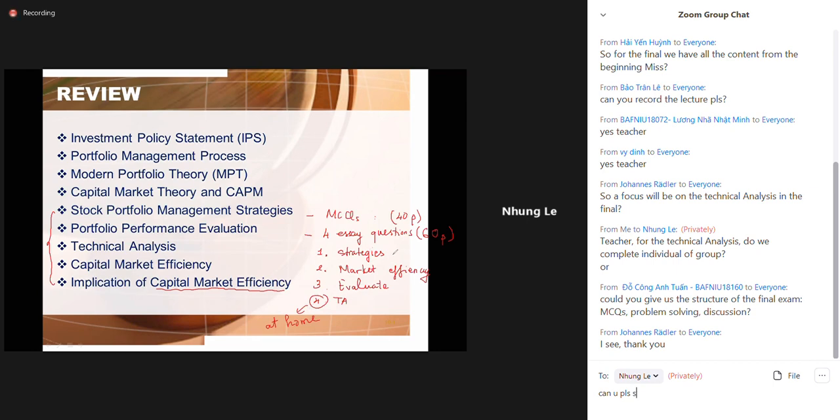The first one, like I said before, think about which strategy you want to apply in the Vietnamese stock exchange if you invest. The second one, we discuss market efficiency. The third one, I will ask you to evaluate the portfolio that I gave you. The fourth one is about technical analysis. For technical analysis, you do it at home. You are totally free to apply the knowledge you studied in terms of technical analysis and submit it to me.